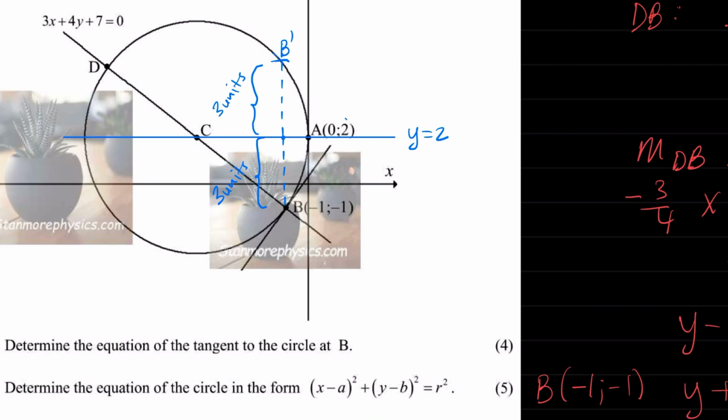So if I'm at 2 and I'm going 3 units up, then the new y value is going to be 5. The x value is not going to change. It's still going to lie on that same dotted line. The x value is minus 1, so the x value is going to remain as minus 1. And so the new coordinate is going to be minus 1 and 5.